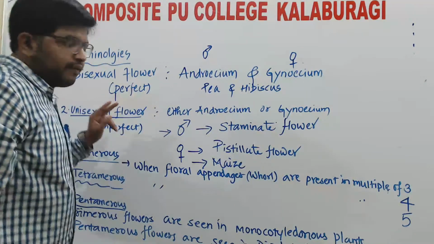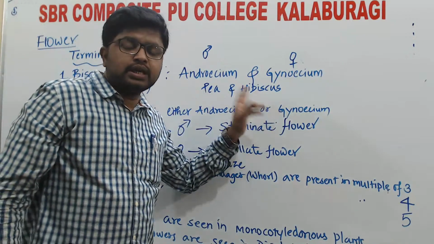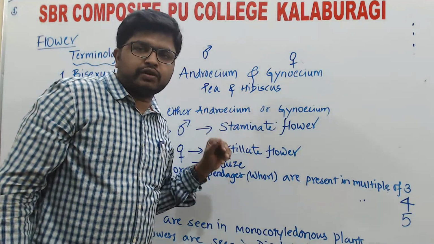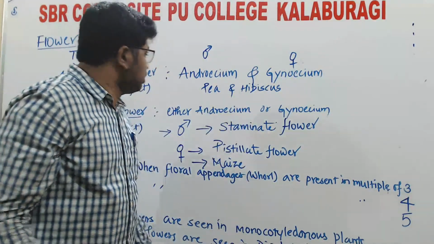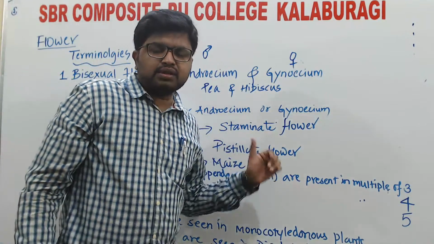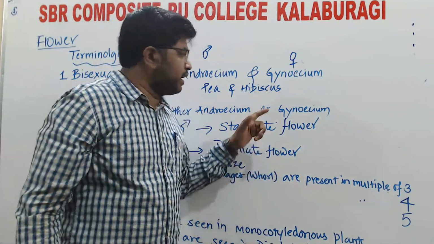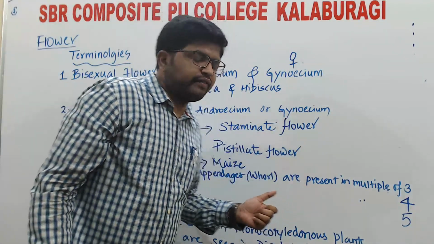Fine. So what we have learned: a bisexual flower means both the essential whorls are present. Such a flower we call a bisexual flower. It is said to be a perfect flower. Examples are pea and hibiscus. When you see a unisexual flower, it has either the androecium, such a flower we call staminate, or it has only gynoecium, such flowers we call pistillate flowers.